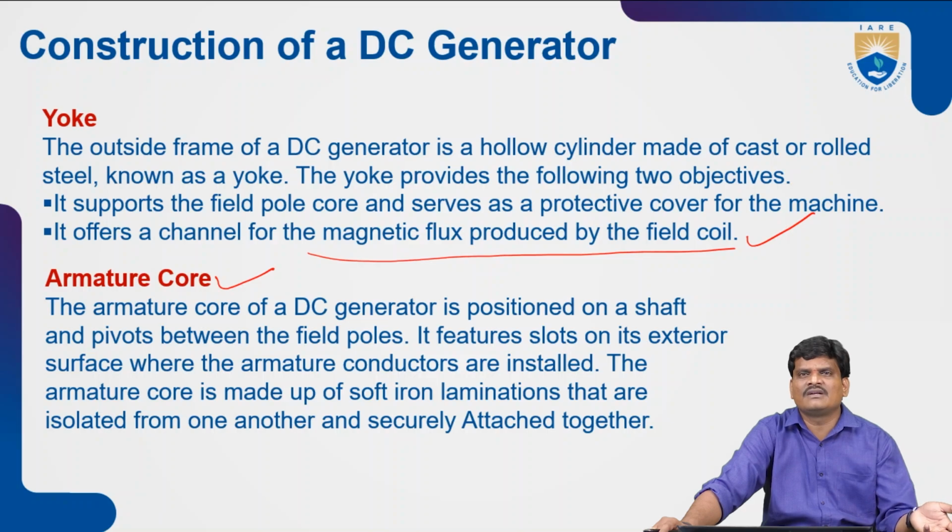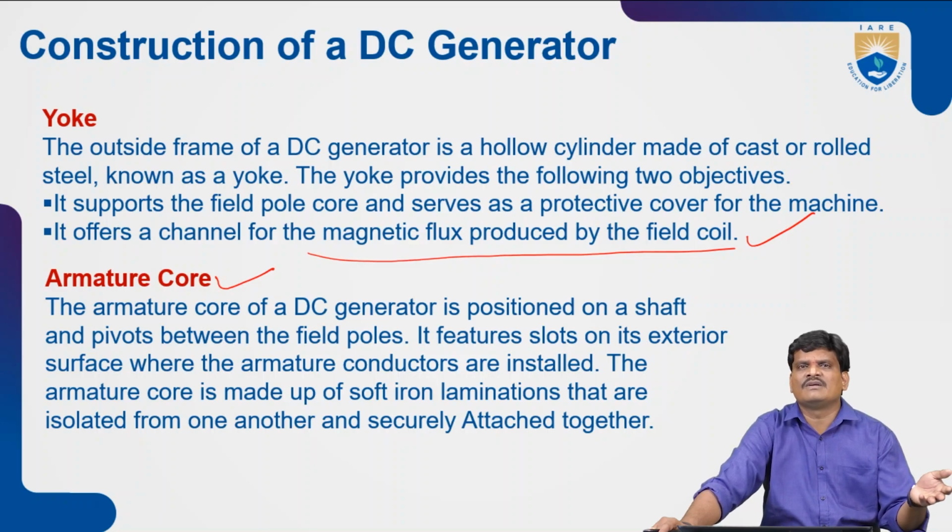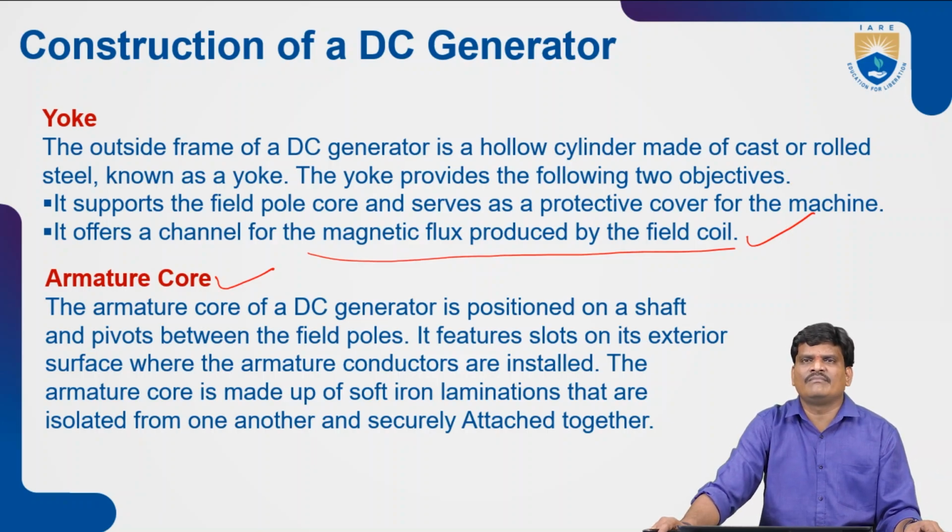Where do I need to place those conductors? These armature conductors are placed in the armature core. And this armature core is completely made up of what? It is completely made up of iron laminations, iron laminations which are isolated from each other.